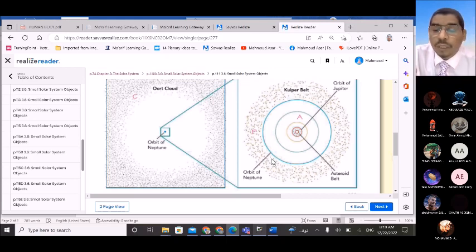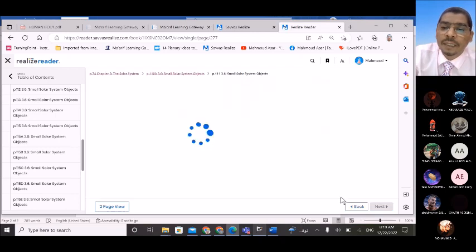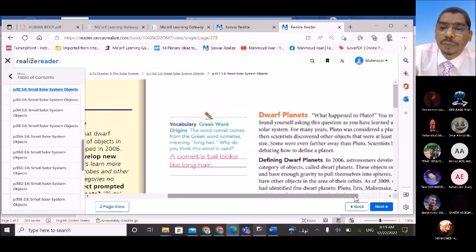So one of the other small solar objects is called comets. A comet is something like a star because it has a head and a tail. A head and a tail are the main structure of the comet.